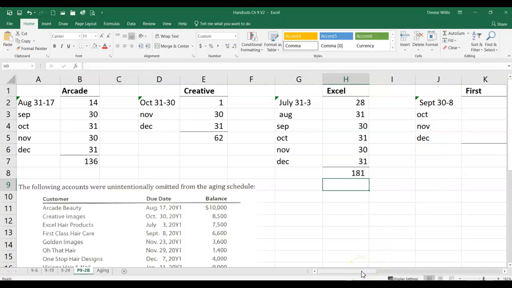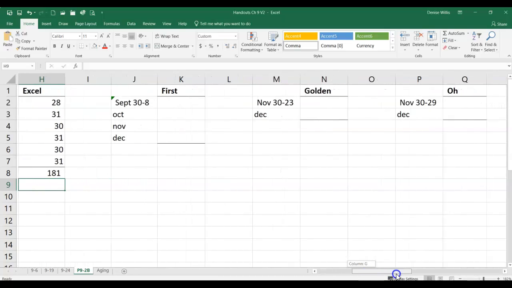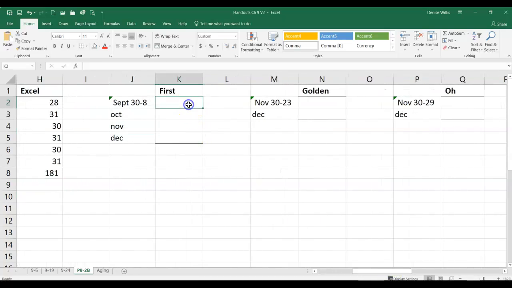Okay. The next one is First Class Hair. It was due on September 8th. Move over here. 30 days in September, and we subtract 8. It was 22 days past due in September. Add 31, 30, and 31. It's 114 days past due.